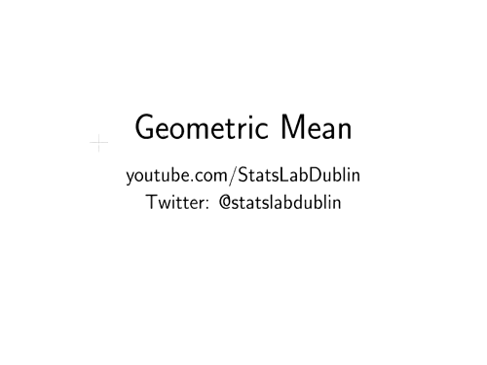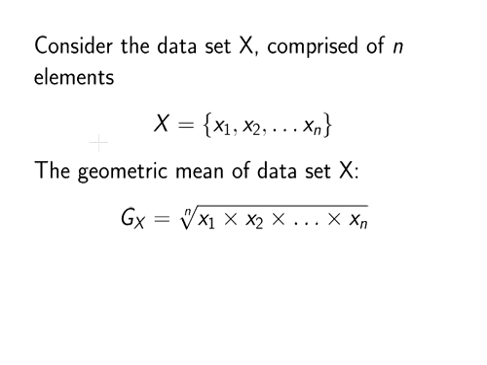In this presentation, we're going to look at how to compute the geometric mean. Now, the geometric mean is different from the arithmetic mean, which is the mean we are quite accustomed to. So, consider the data set x, which comprises n elements. Like the arithmetic mean, the fact that there are n elements is important, so we're going to make a note of that. We have the first element, second element, and so on, all the way up to the nth element.